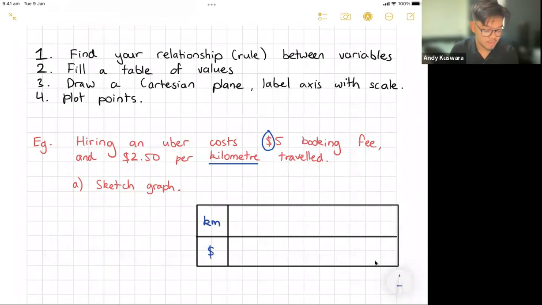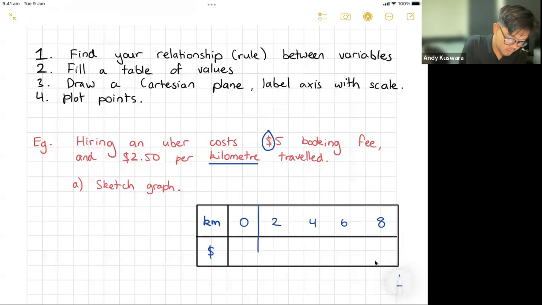The way that I think about it is, the further the distance, the further the kilometers, the more I'll have to pay. So that means the dollars is affected. Let's do a couple here. Let's go 0, 2, 4, 6, 8. You can generally pick whatever numbers would be relevant, and I think that is fairly relevant.